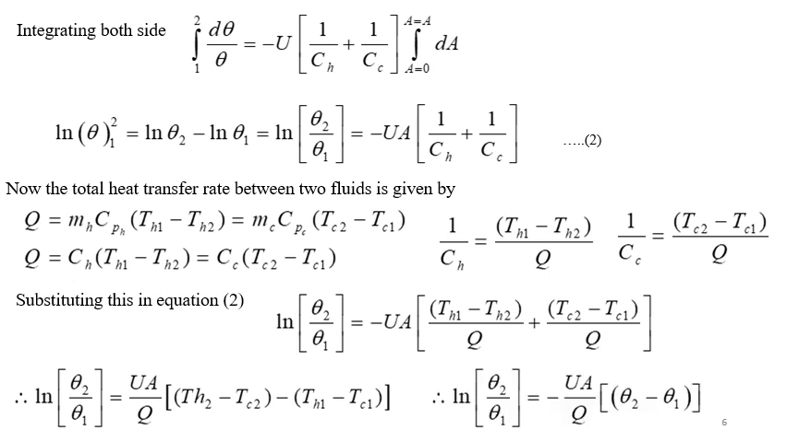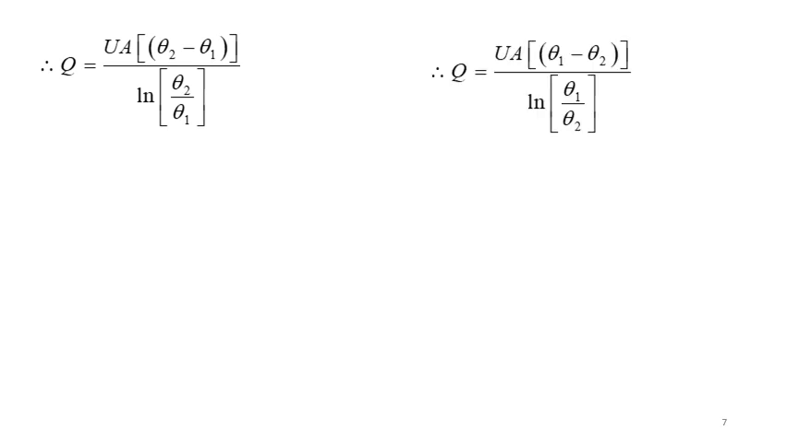Then we can rearrange this further. Now Th2 minus Tc2 is nothing but theta 2, and Th1 minus Tc1 is nothing but theta 1. That is mentioned in the sketch, or sometimes they mention it as dT1 and dT2. So next we can write Q is equal to UA into (theta 2 minus theta 1) divided by ln theta 2 by theta 1. Now we can rearrange this equation as Q is equal to UA into (theta 1 minus theta 2) divided by ln theta 1 by theta 2.